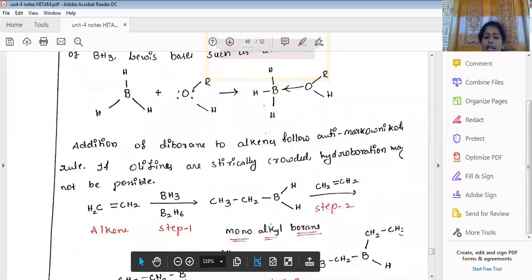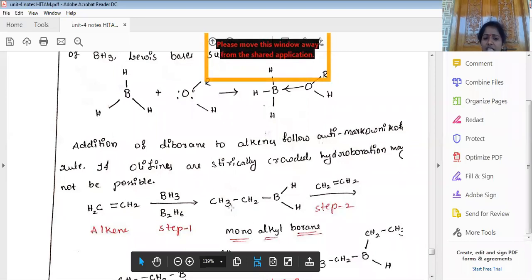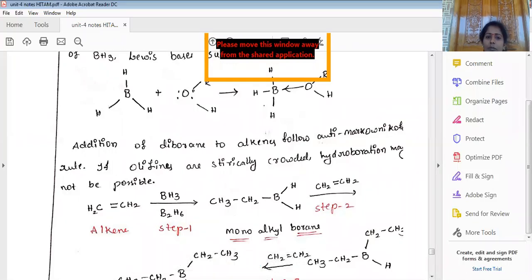Here monoalkyl borane is formed. One side a CH3CH2 group is there, and on the second side a BH2 group is there. In this way we get monoalkyl borane. This monoalkyl borane has 2 more hydrogen atoms. That's the reason why we can add another carbon-carbon double bond compound.